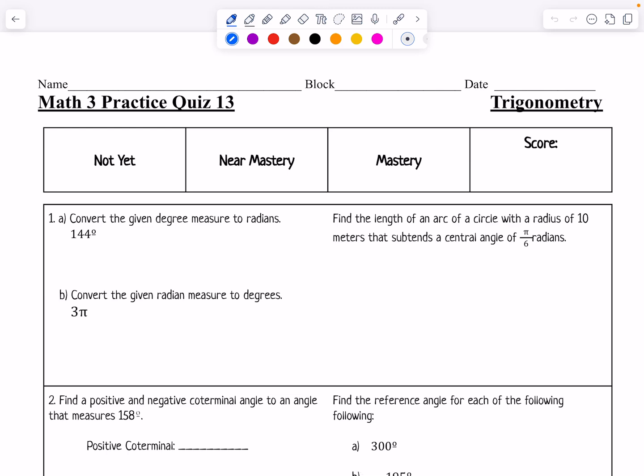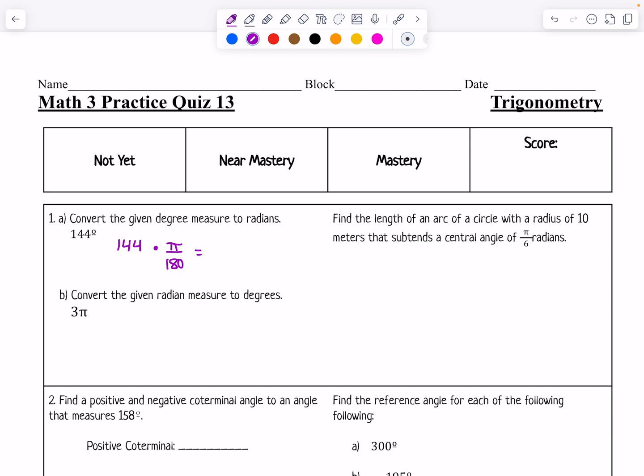In this video, let's talk about practice quiz 13 on trigonometry. Number 1 says convert the given degree measure to radians for part A. So I'm going to take 144 degrees and multiply by the conversion of pi over 180.